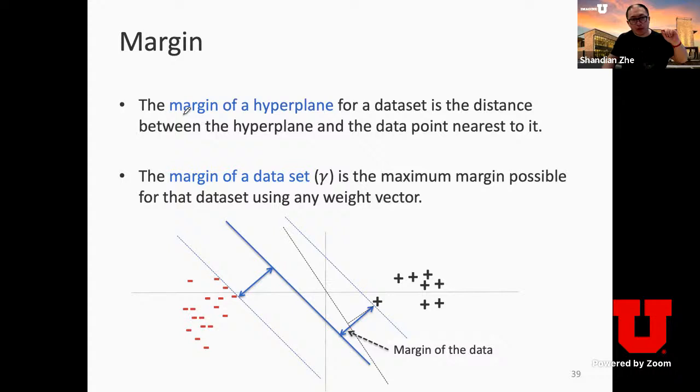So the original concept of margin is a property of a particular separating hyperplane for a data set, right? So we can generalize this concept to be the margin for a particular data set. If a data set is linearly separable, we take a look at all possible separating hyperplanes, and then we use the margin of the hyperplane that has the largest margin as the margin for the whole data set.